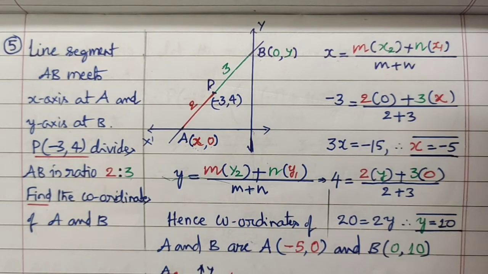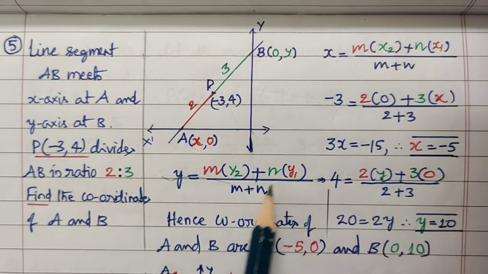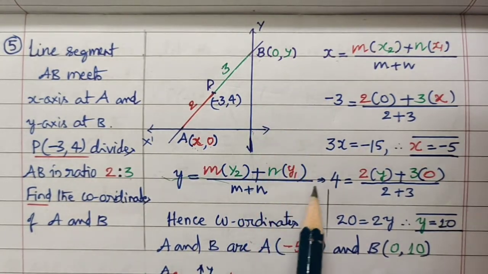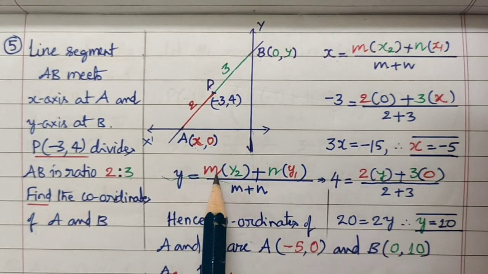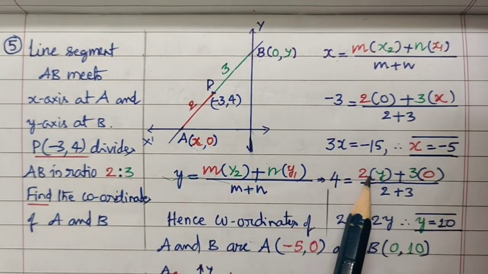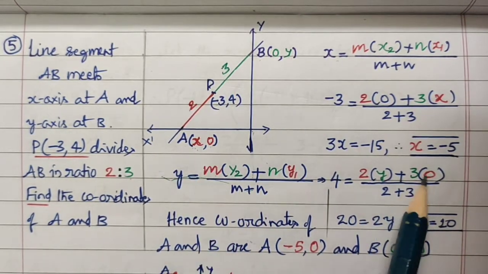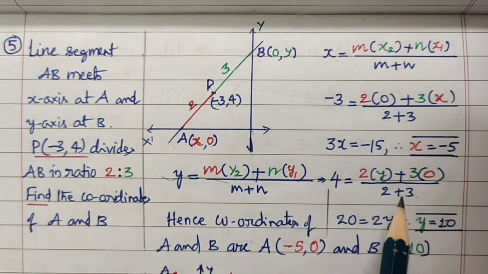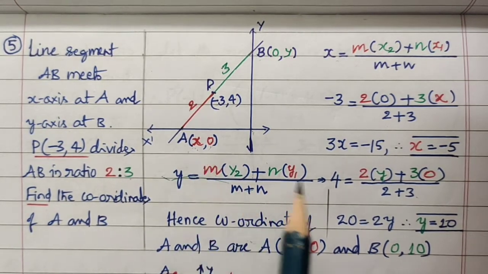To find out y, y is equal to (m into y2 plus n into y1) divided by (m plus n). Here y is equal to 4, so 4 is equal to m into y2, in place of y2 we have y, plus n into y1, 3 into 0, divided by m plus n, 2 plus 3. Therefore we got y is equal to 10. Hence the coordinates of A are minus 5, 0. The coordinates of B are 0 and 10.